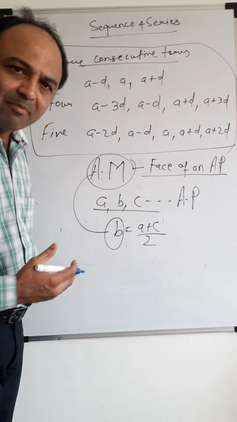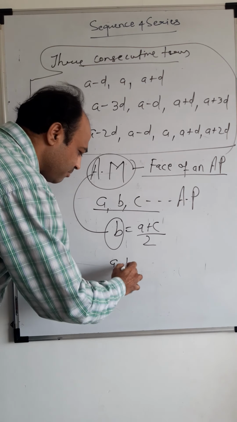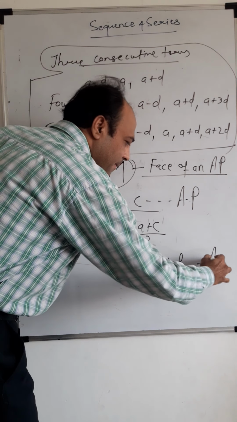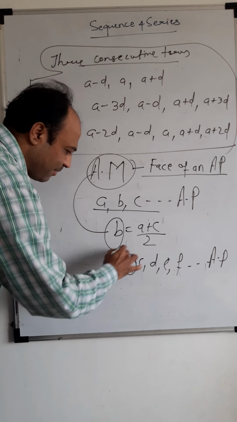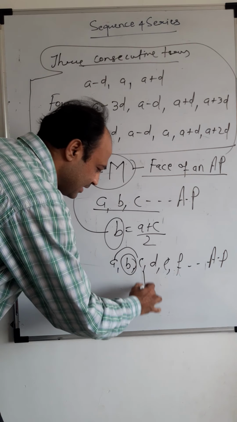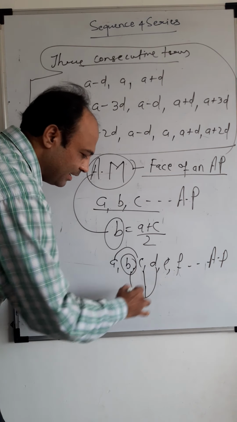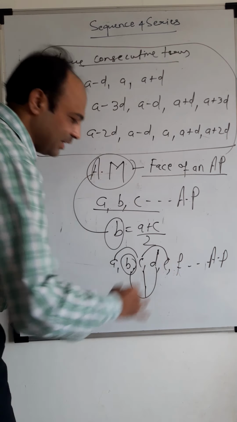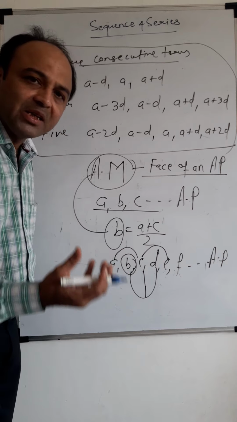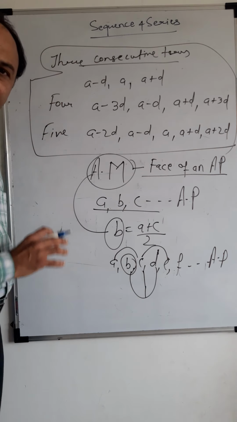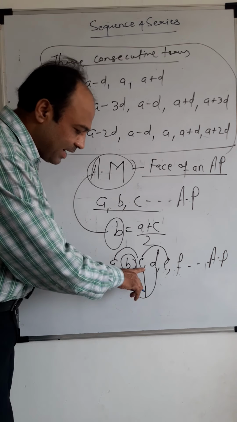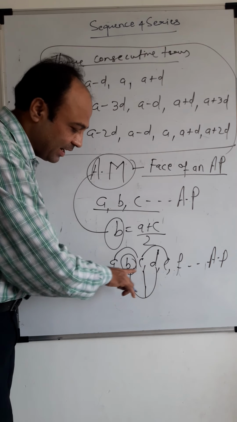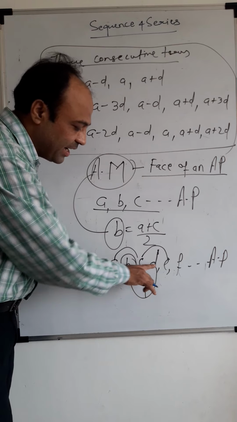We have arithmetic mean in an arithmetic progression. N number of arithmetic means is possible. Let's say A, B, C, D, E, F and so on are in AP. So B is the arithmetic mean of A and C. C is the arithmetic mean of B and D, correct? And then D is the arithmetic mean of C and E, correct? So n number of arithmetic means is also possible in an AP. Similarly, if B, C, D are in AP, here again C is the arithmetic mean of B and D.